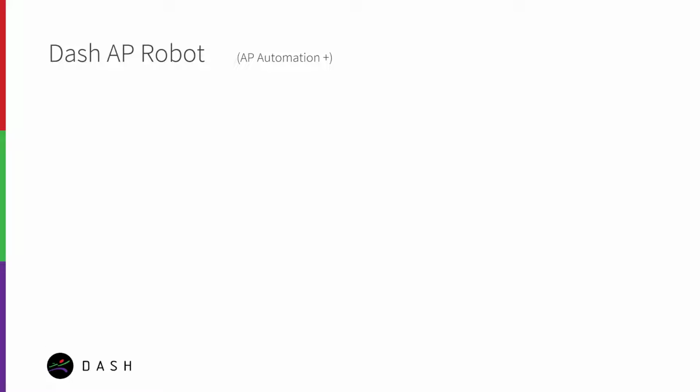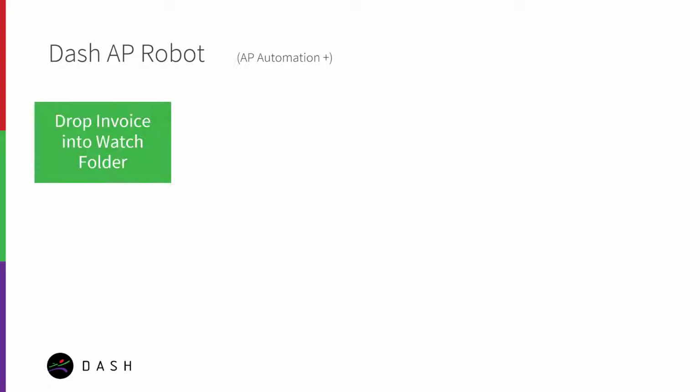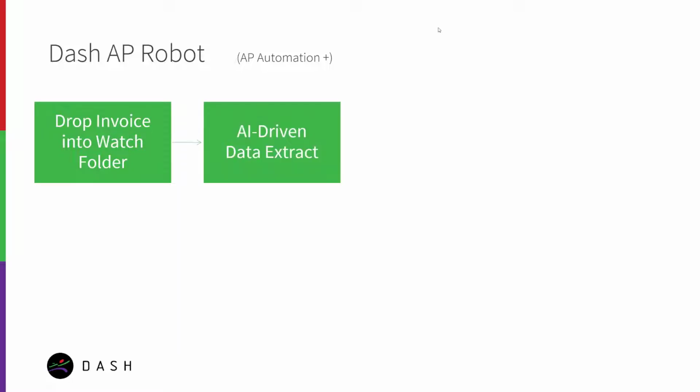Imagine you get 100 invoices from your suppliers and they come in paper or they come in email, and what you need to do is get those things into a PDF format. One PDF per invoice with a maximum of one purchase order associated with that invoice. Just simply drop those 100 invoices into a watch folder on your PC or on your network somewhere, and the AP Robot picks up, starting an artificial intelligence-driven process to extract the data from those documents.